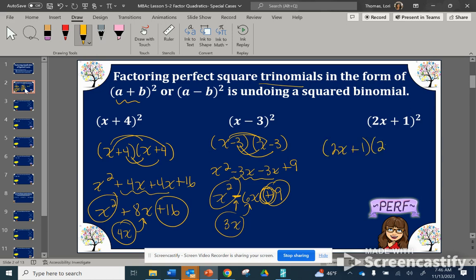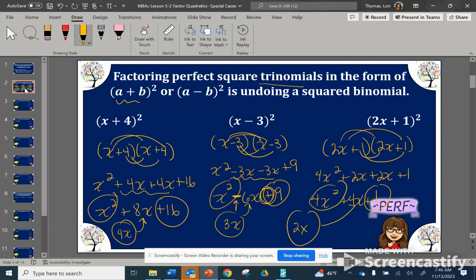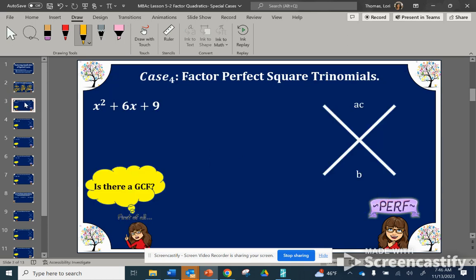Now let's multiply 2x plus 1 times itself. Again, our middle terms are the same. This is a perfect square trinomial, and being able to identify these is going to help you factor quickly. So these are both positive perfect squares. If I take the root of 4x squared and multiply it by the root of 1, 2x times 1 is 2x, and if I double 2x, I do get the 4x, the linear term.